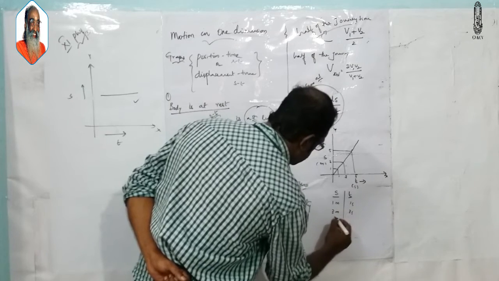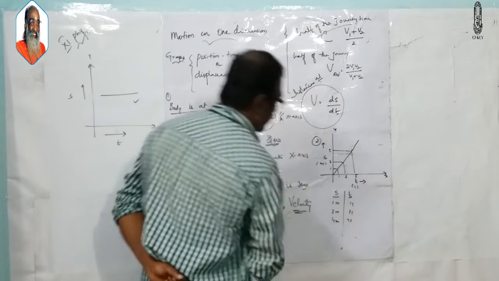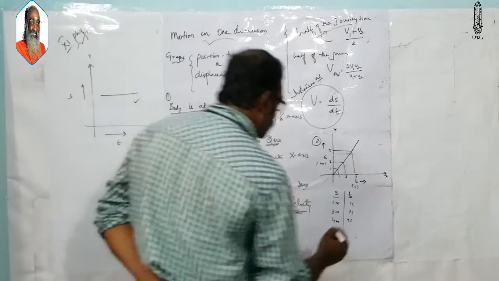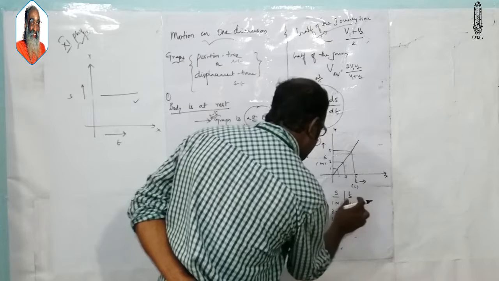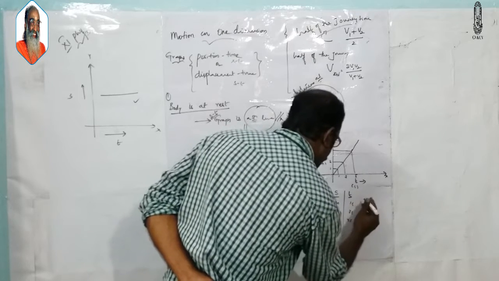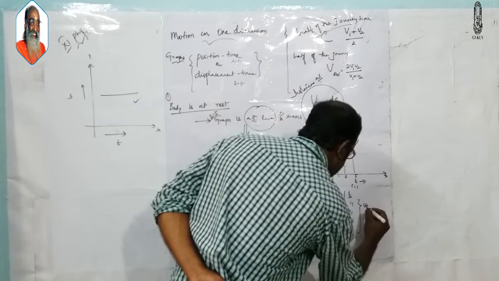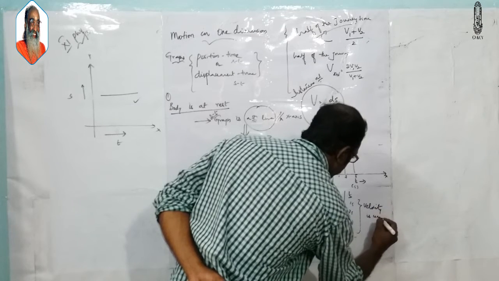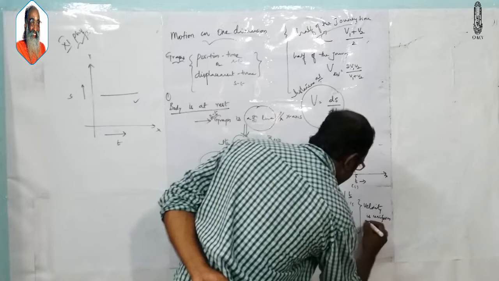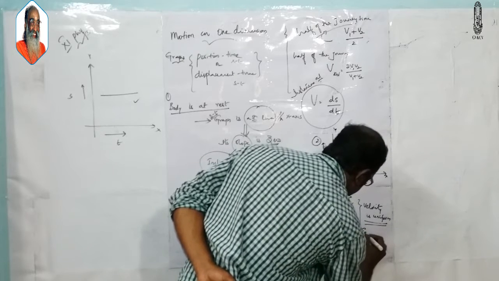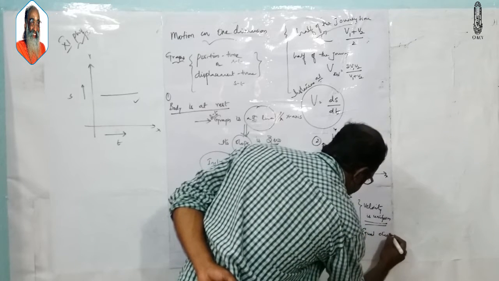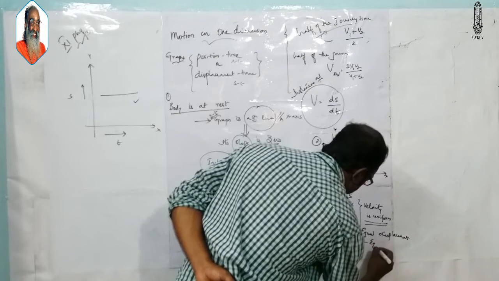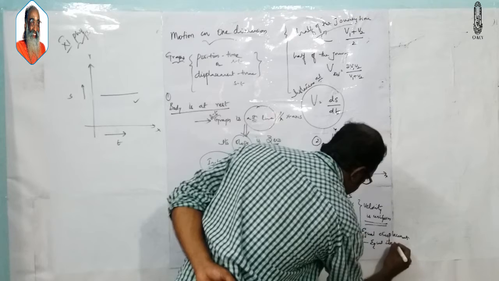4 meter, 4 seconds. So from this data, you can understand that there are equal displacements in equal time intervals. So the velocity is uniform. How did you say that? It is equal displacements in equal intervals of time.